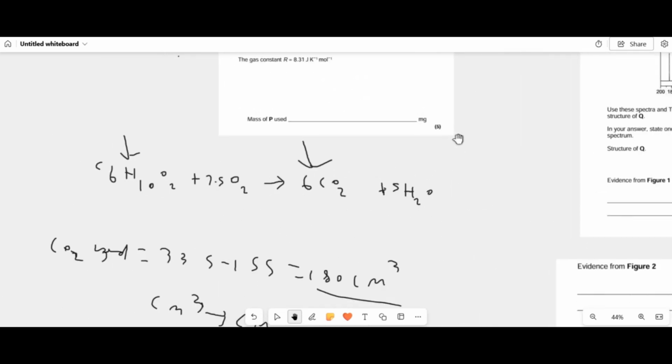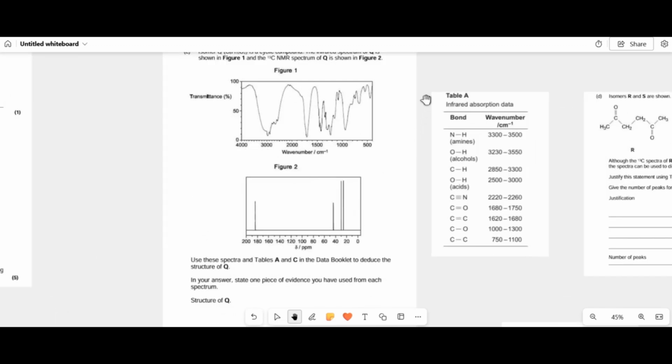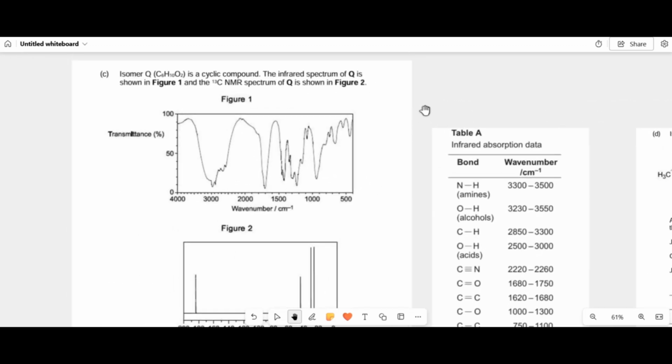How many marks is that? Yeah, 5 marks, easy. Straight swept up like that. Calm. Let's move on now.